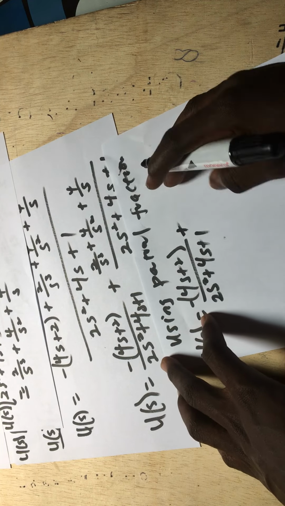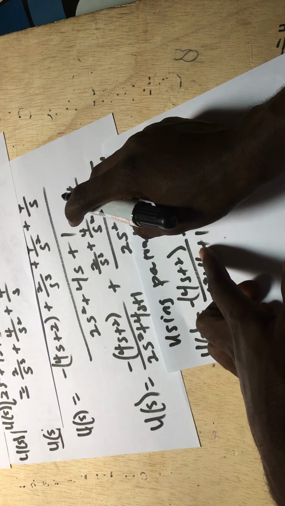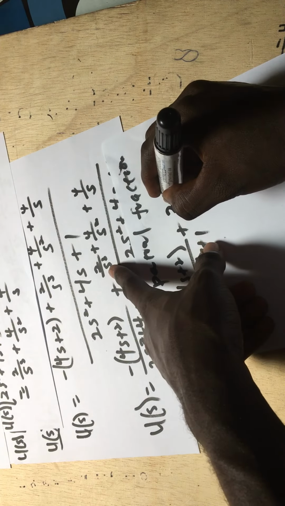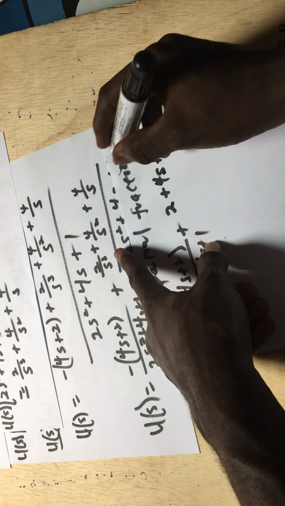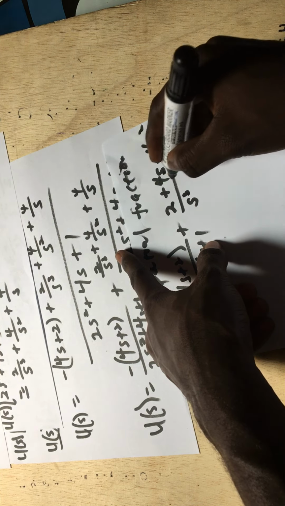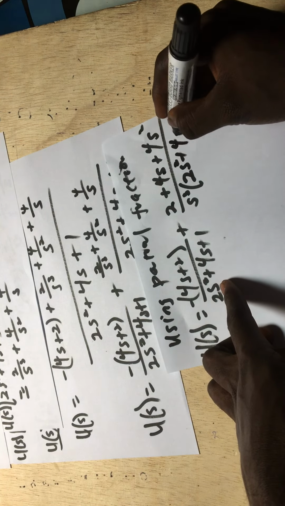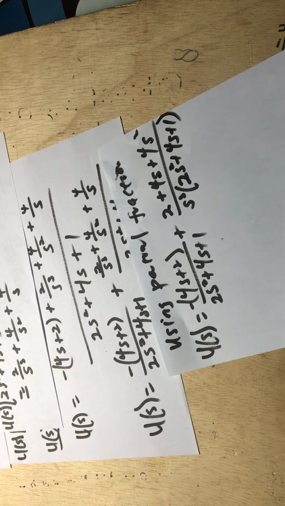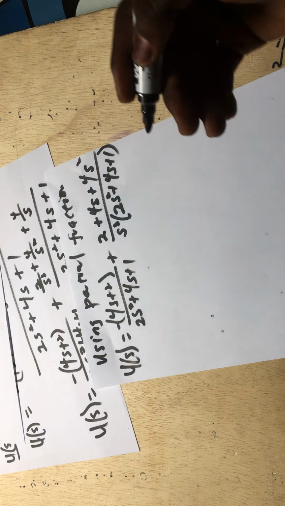When you simplify this further, we get 2 plus 4s plus 4s squared all over s cubed into bracket 2s squared plus 4s plus 1. I guess this will give us this. So we use our partial fraction procedure to solve this.